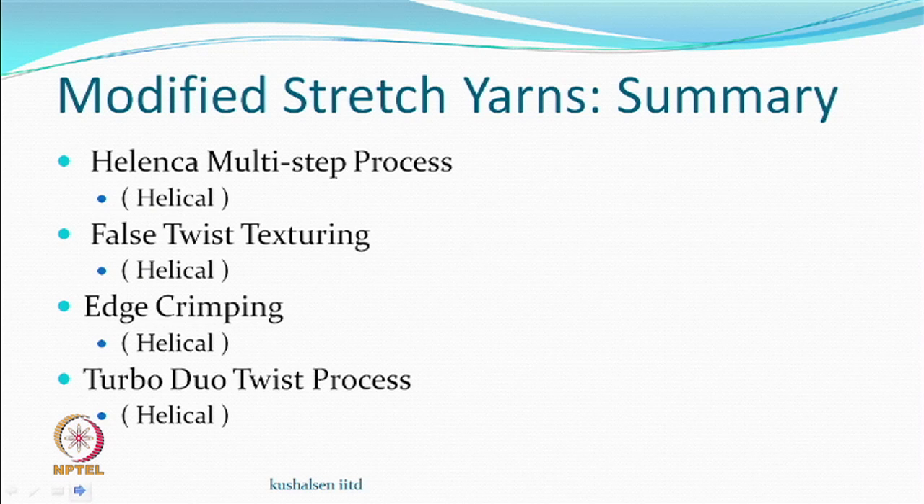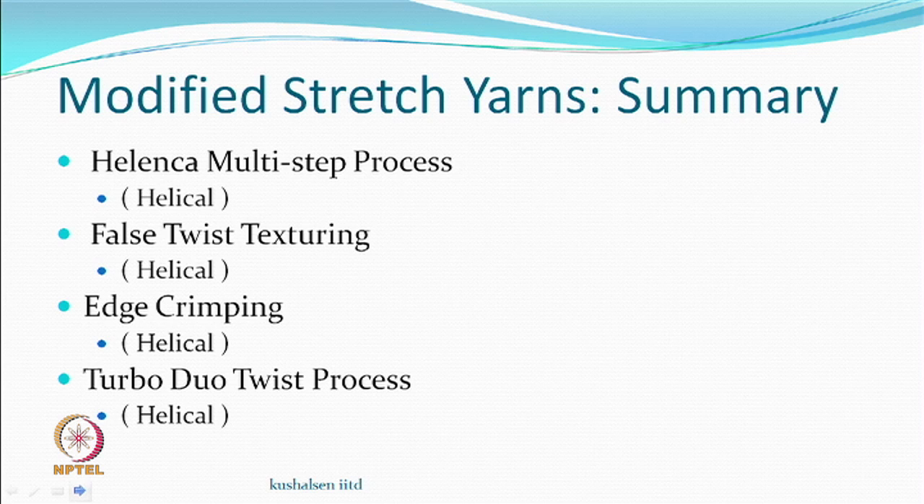So, if you summarize, we have modified stretch yarn being produced by all the four methods. One is called the Helenka multi-step process, others are false twist texturing, edge crimping, and turbo duo twist, and all of them still give us the helical structure. So, it is an interesting thing to note that even modified stretch yarns can have helical structure.